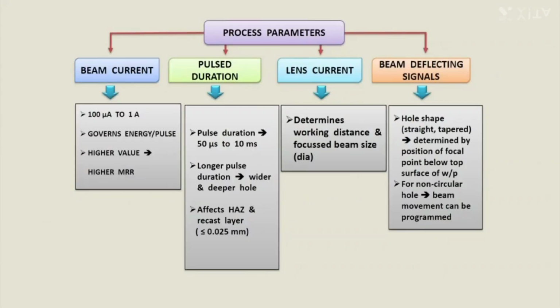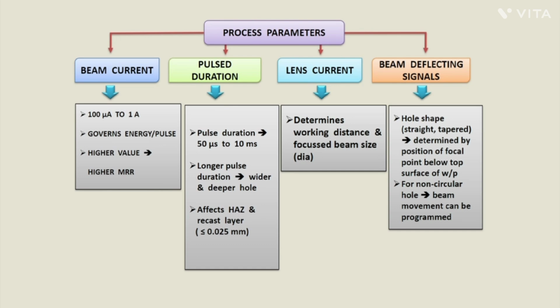Now lens current determines the working distance and focused beam size. The lens current determines the beam diameter, and also it determines the working distance.